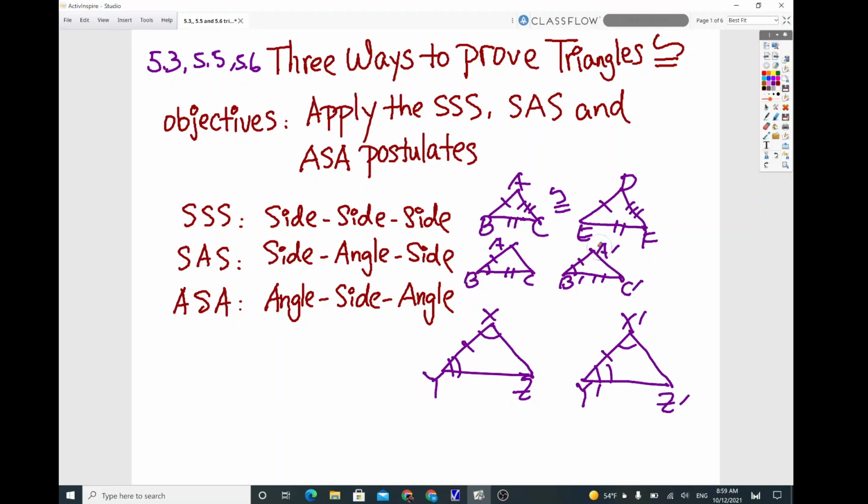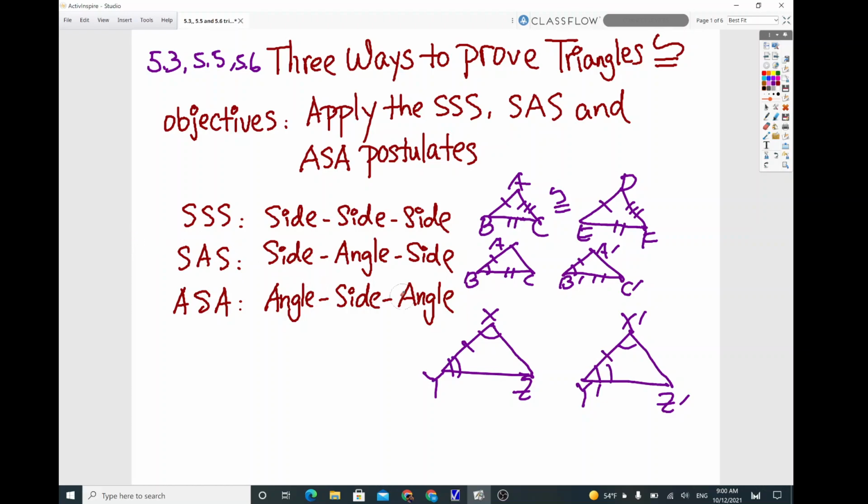And then for side, angle, side, quite similar to the side, side, side one. We have two pairs of corresponding congruent segments, such as segment AB is congruent to segment A prime B prime, and segment BC is congruent to segment B prime C prime. And as you can see, there's an angle right between those two corresponding segments, so angle B is congruent to angle B prime. If you see anything like that happen, that means the triangles must be congruent by the postulate of side, angle, side.